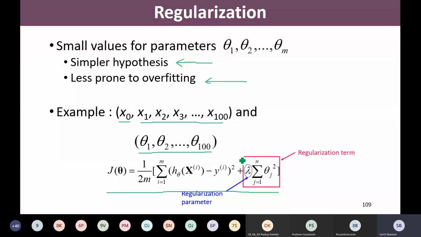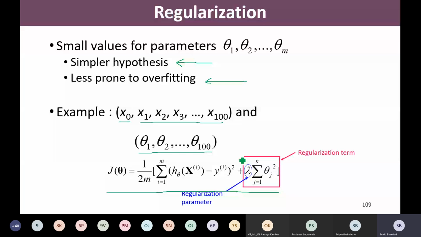But we should keep in mind that this lambda value should not be very high, and it should not be very small either. So we should carefully come up with this value of lambda. If it becomes very large, then once again we may face the problem of underfitting. It should not happen, and that is why we need to think of this regularization parameter carefully.